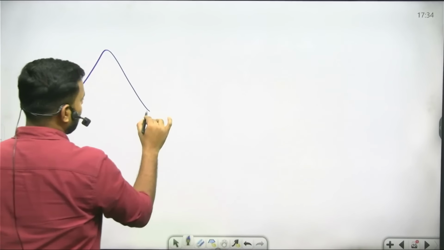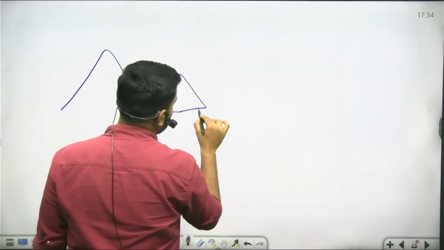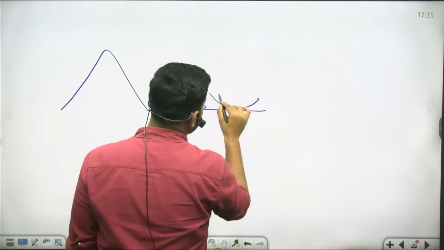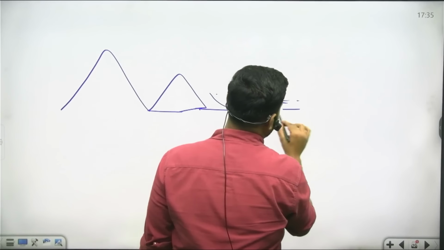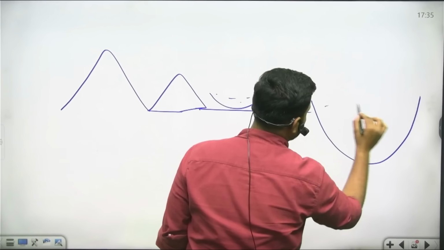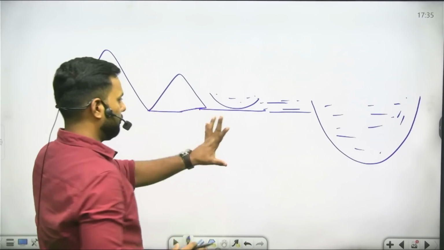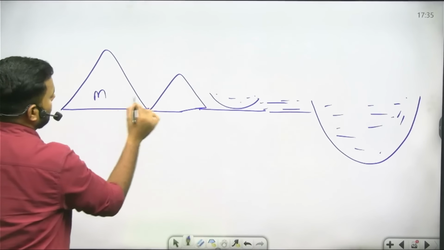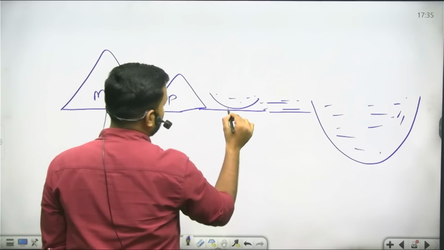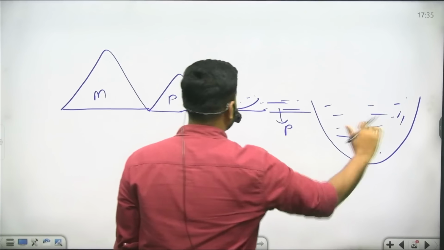suppose that due to the exogenetic forces, this is the mountain and this is the hill and this is, you can say, the lake, and this is the plain and this is the ocean. This is the ocean and this is all about the physiography. ये हमने आपको physiography में बताया. This is the mountain, this is the plain, this is the lake, this is the plain and this is the ocean.